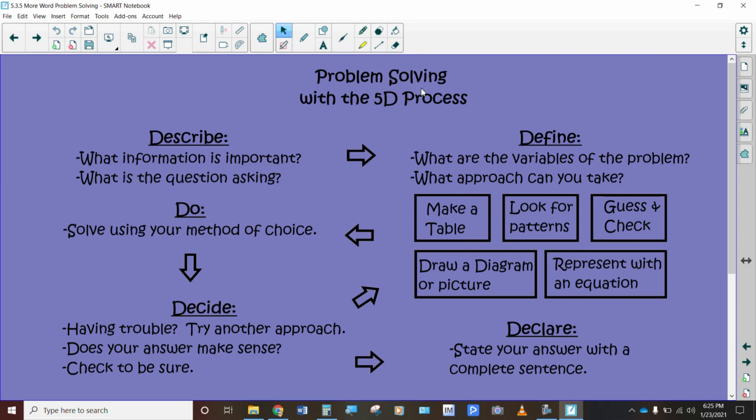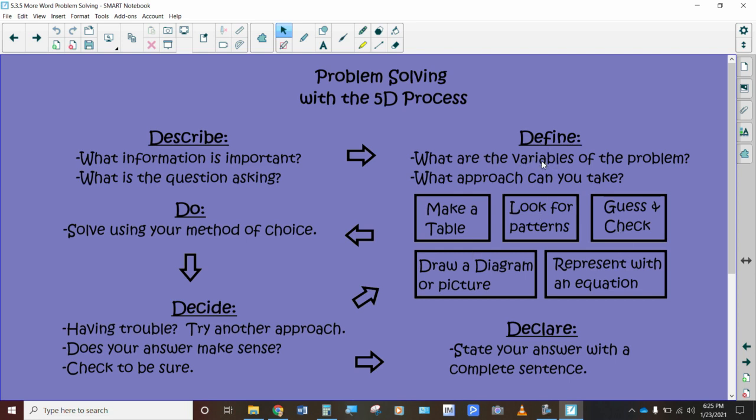Remember, this is the 5D process. The describe, pull the information out, decide what is the question asking. Then find your variables. How many of them are there? Which one are all of them being compared to? Which one can be your x? And then how do you define the relationships between the one variable and the others? And then decide on the approach that you're going to take.